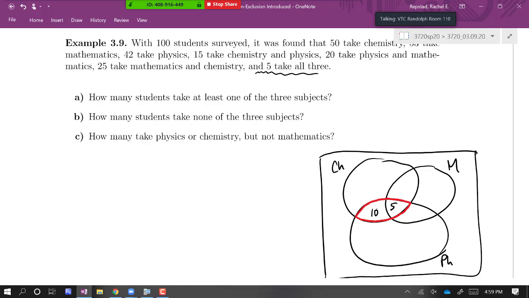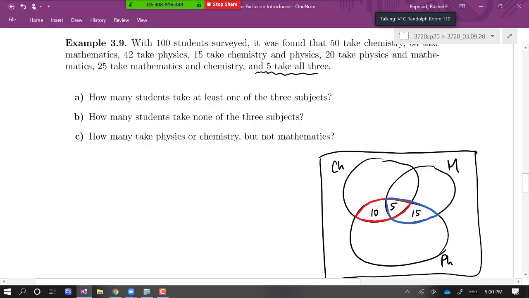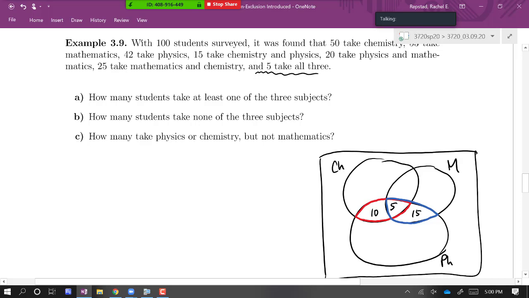20 are taking physics and math. So physics and math, that's that intersection there. And again, I've already counted 5 of them, so that leaves 15 taking math and physics but not chemistry. And then 25 take math and chemistry. So that's that intersection. We've already counted 5 of them, and that leaves 20 that take chemistry and math but not physics.